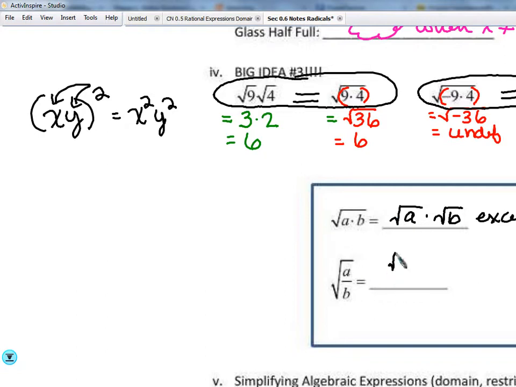Same thing is true here. Let's just extend it over the division, that this is true except when a and b are both negative.